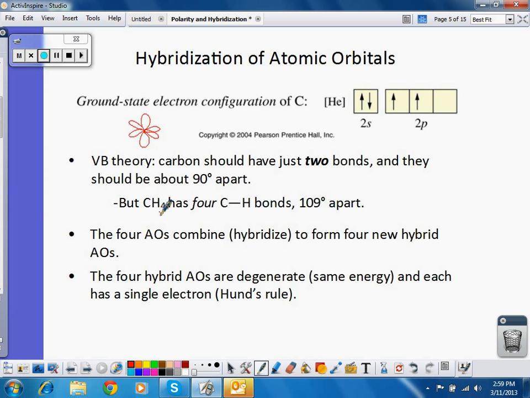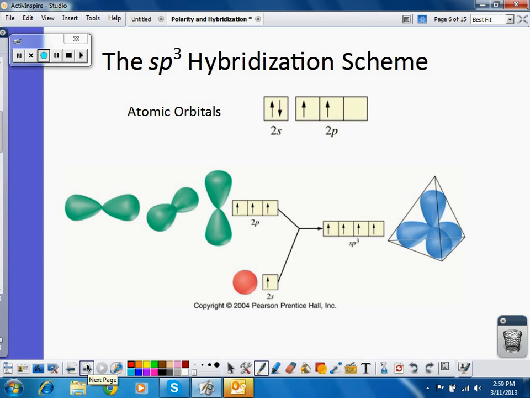So what we say is that these atomic orbitals combine with each other, which is called hybridization. They hybridize to form 4 new bonding orbitals. So these 4 hybrid orbitals are all the same energy and each has a single electron. So let's look at a picture of this. So here's carbon, ground state as an atom.